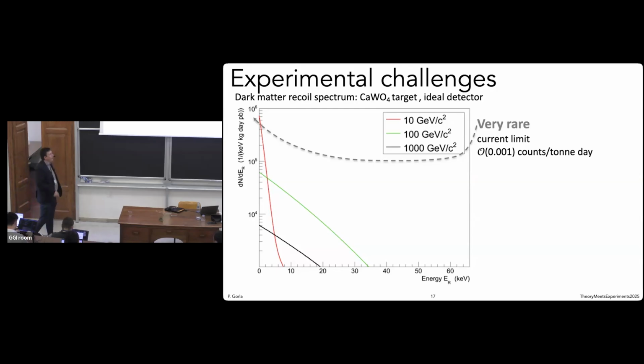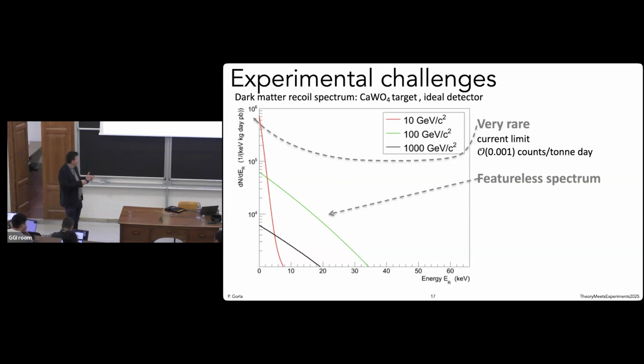So you're looking for events at present limit in the order of counts per ton per day and even lower. You have a spectrum with no special features, no special peaks that can help you disentangle, and this is at very low energy, typically at the threshold of the detector. This is another problem because some kind of fluctuation near the threshold in a real detector is something very common. And of course, near the threshold, the behavior of the detector is usually tricky. That's why you cannot push the threshold even lower. So having a spectrum that doesn't have any nice feature makes your hunt more difficult.